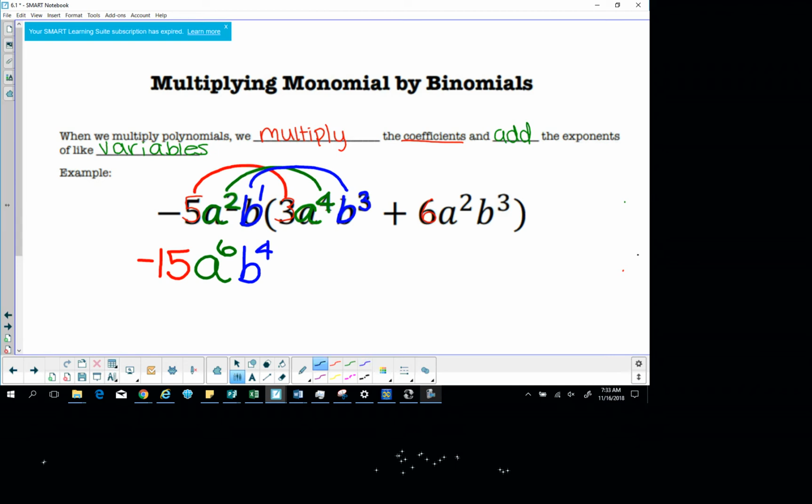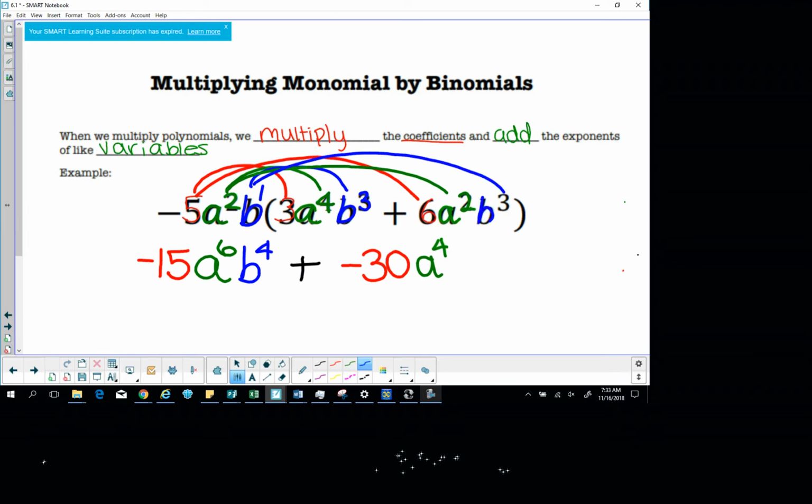Then plus, we just do it again. Negative 5 times 6. What's negative 5 times 6? Negative 30. Then we only could combine like ones. So what's a squared times a squared? A to the 4th. And then b to the 1st times b to the 3rd, b to the 4th. And that's your answer.